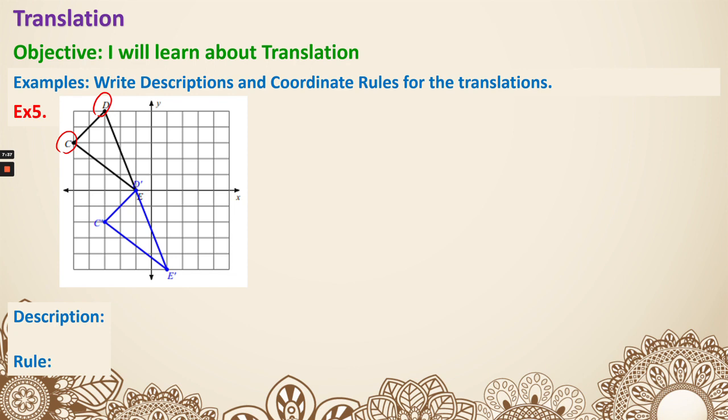From C to C prime, that's to the right by 2, and then down 1, 2, 3, 4, 5. And we can always check with another point. Let's say D: to the right by 2, and then down 1, 2, 3, 4, 5. Perfect. So the description would be translate 2 to the right and 5 down. Or you can say translate to the right by 2 and down by 5. That's the basic idea.